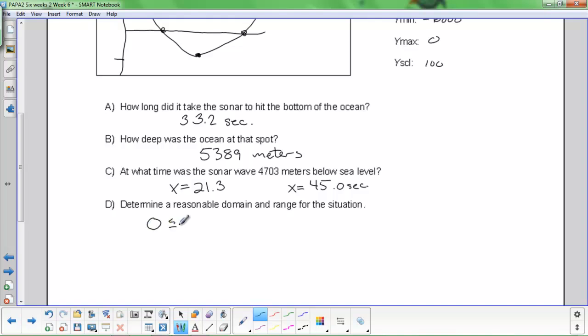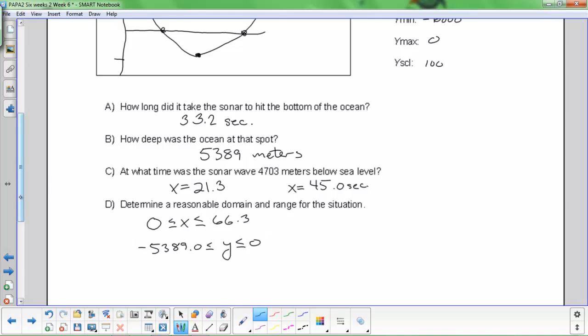Determine a reasonable domain and range for the situation. 0 less than or equal to x, which is less than or equal to 66.3. Smallest numbers first, shall we? Negative 5,389.0 less than or equal to y, less than or equal to 0.